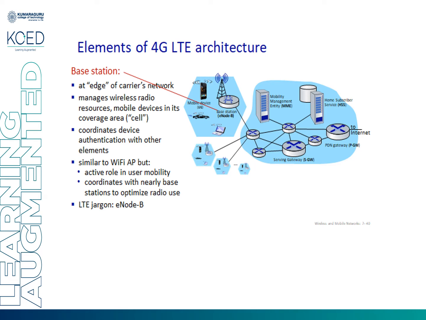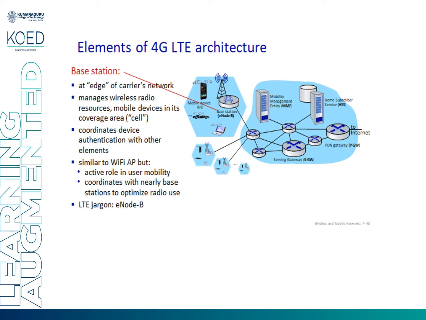The next component is the base station, what we normally call in case of 3G network. So those are the mobile towers which are located in different locations. So a single geographic location can have a single base station or multiple base stations based upon the size of the cell and the density of the subscribers or users.